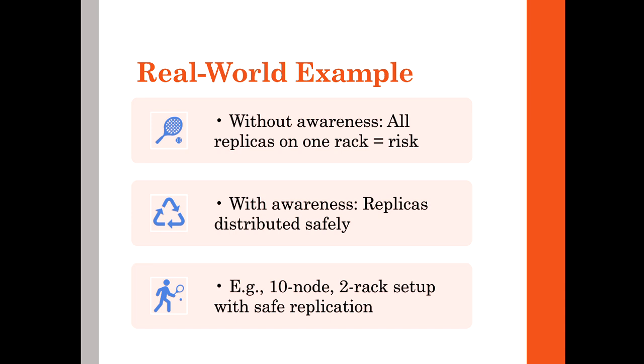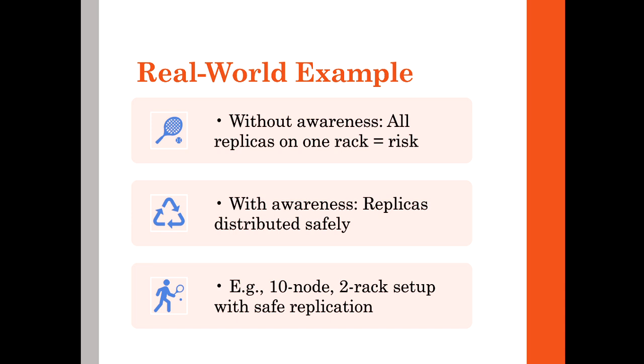A 10-node, 2-rack setup with safe replication is one more example. If we have 2 racks and each has 10 nodes, we can store the first copy on either of the racks and then the second and third copies on the other rack. So the data is safely replicated for access.